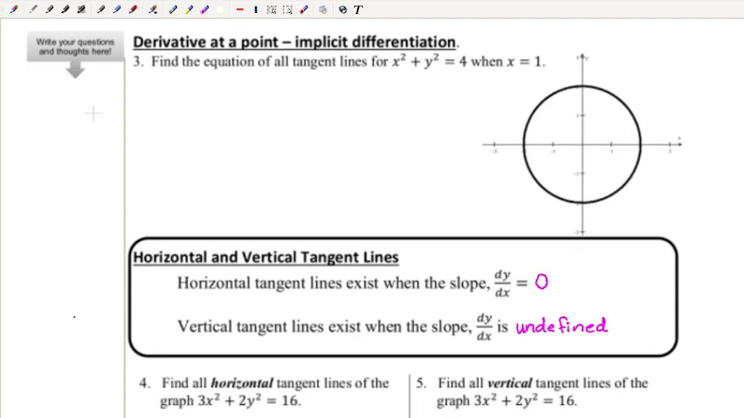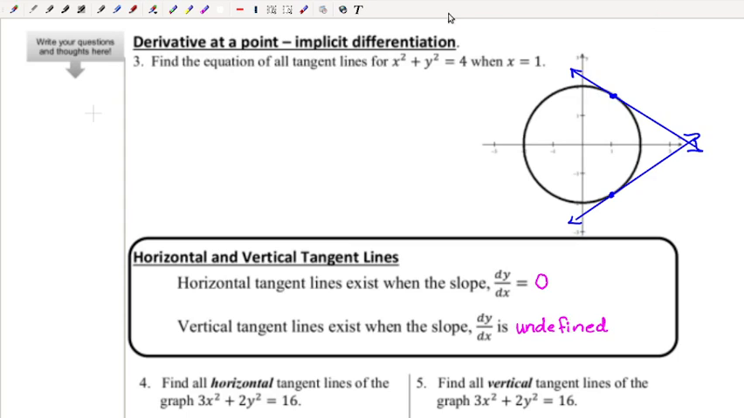Okay, so now we said you can find the equation of a tangent line even if what you have is not a function. So here we've got a circle, and it's asking us to find the equation of all tangent lines for x squared plus y squared equals 4 when x equals 1. So here is x equals 1, and on my circle, that would be a point about here, and a point about here. So I'm actually going to have 2 tangent lines. Let's see if we can actually just sketch those in. So that would be more or less what my tangent lines are going to look like at the point x equals 1. So I'm going to need to find both of those equations.